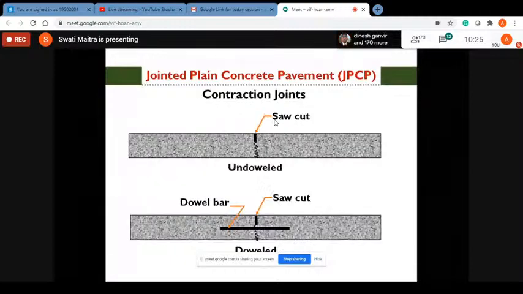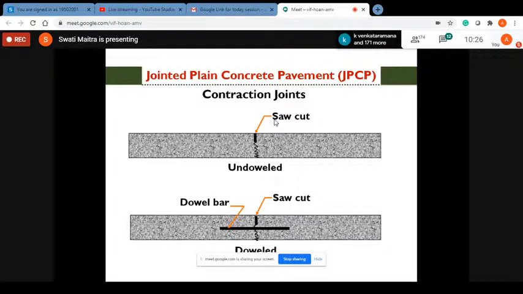Now here is just a schematic diagram of the joints. This is a contraction joint. As you see, the saw cut is done after construction, and it is 1/4 to 1/3 of the slab depth. And below that, this zigzag line shows that the crack will develop below that saw cut. So this is the contraction joint, which is undoweled.